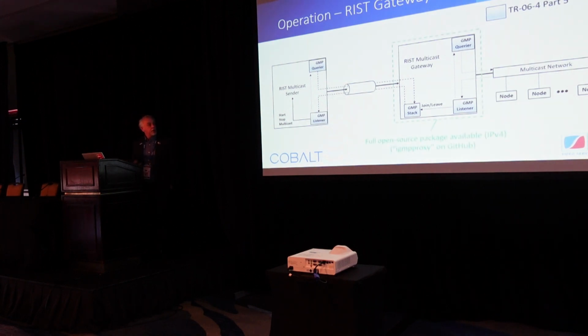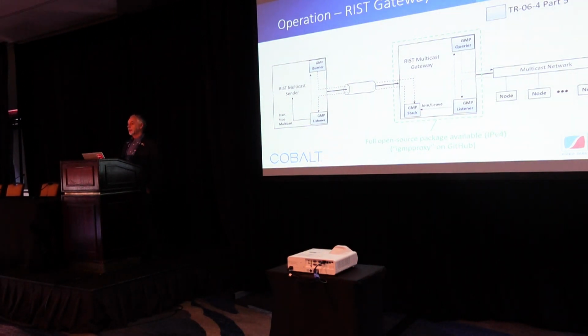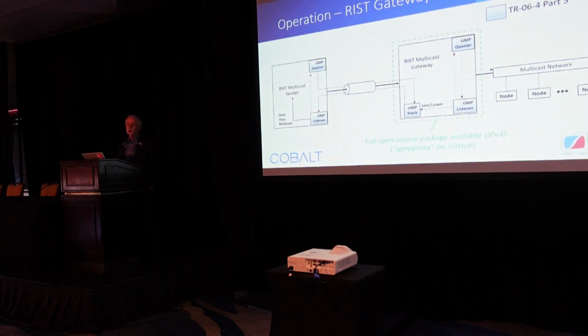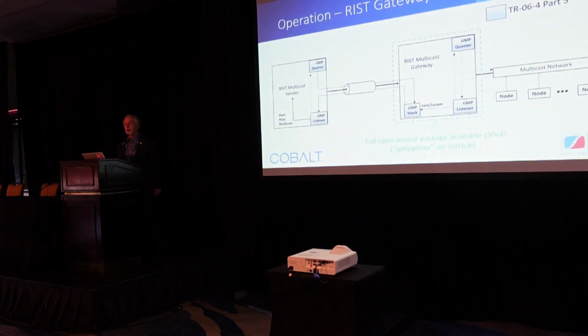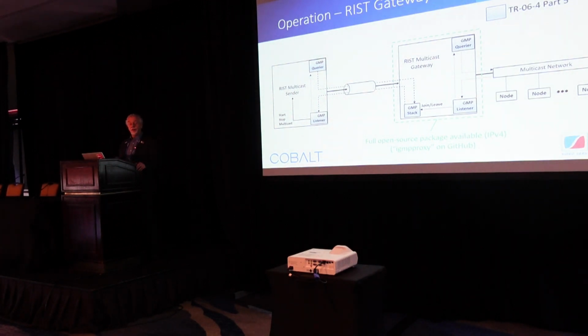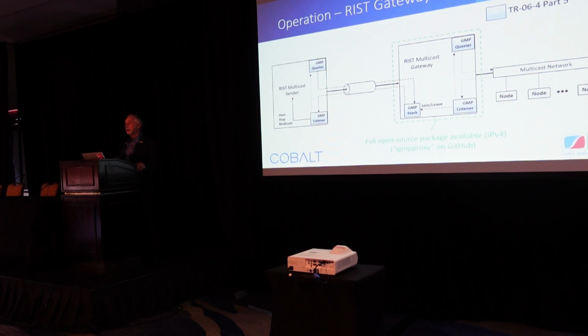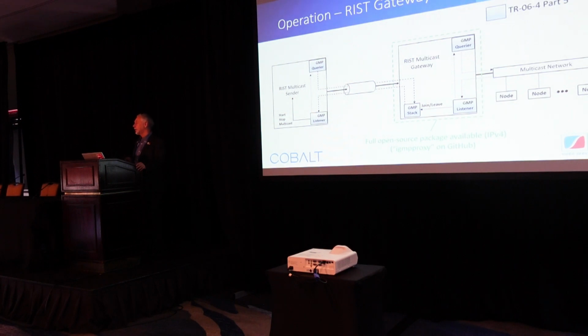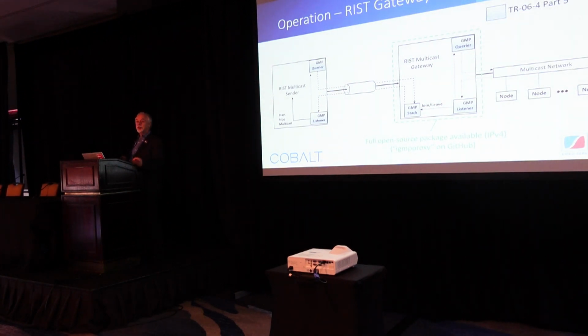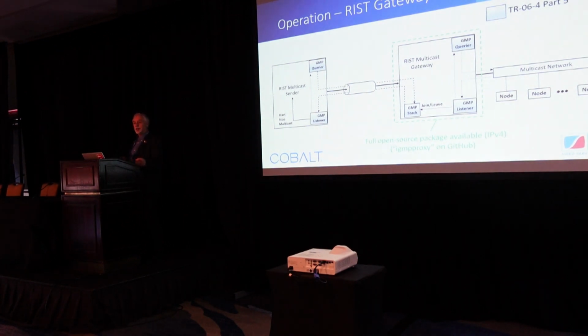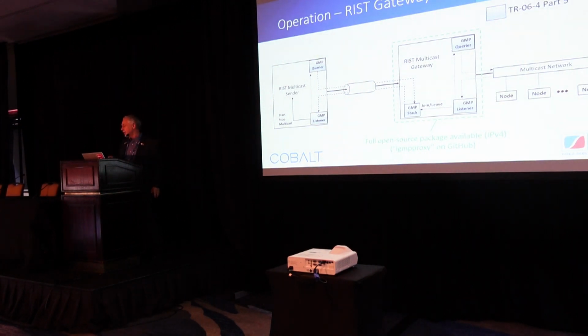Now, there's a RIST multicast gateway, and guess what? There's already a full open source package available on GitHub, which is called IGMP proxy. So if you want to implement TR-06 for part 5, you don't have to write a line of code. You can just drop that in. So we didn't even have to implement anything. It's done for us, for IPv4. So if any of you like to code, we'd appreciate an IPv6 version of that if you want. Weekend project for Monty, who's not paying attention.